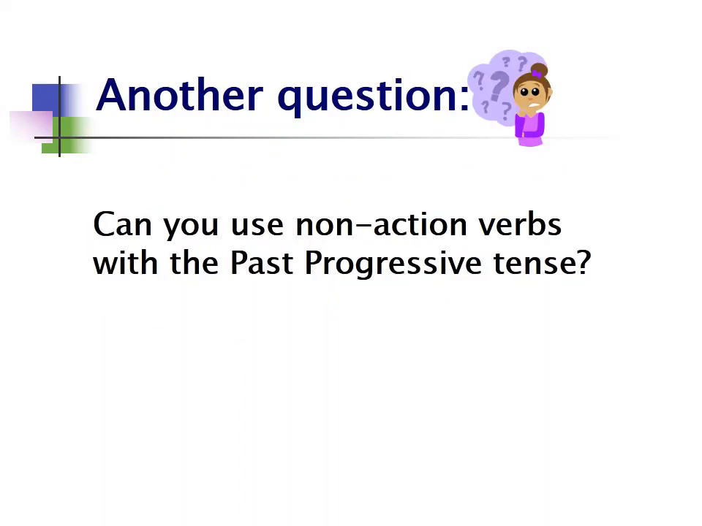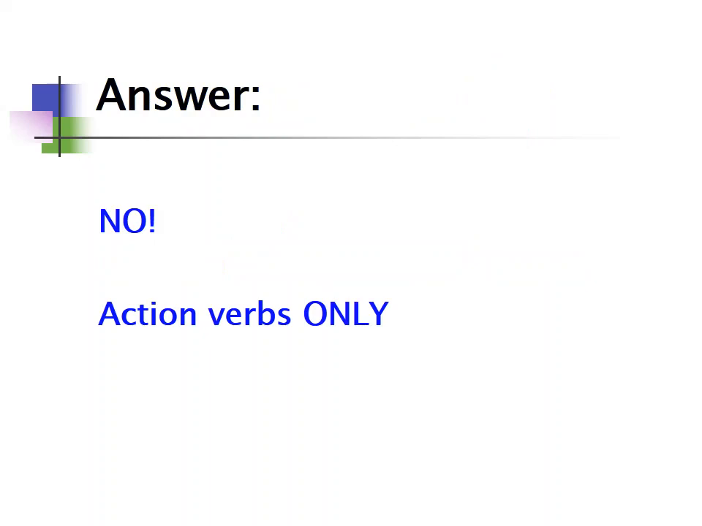Another question. Can you use non-action verbs with the past progressive tense? No, only action verbs can be used in the past progressive because they are the only verbs that you can make into an ing verb. So you can't say, I was hearing the radio yesterday when you called. You have to say, I was listening to the radio yesterday when you called, because listen is an action verb and hear is a non-action verb, also known as a stative verb.